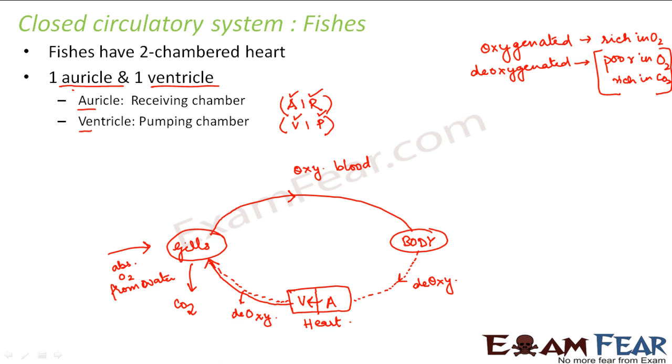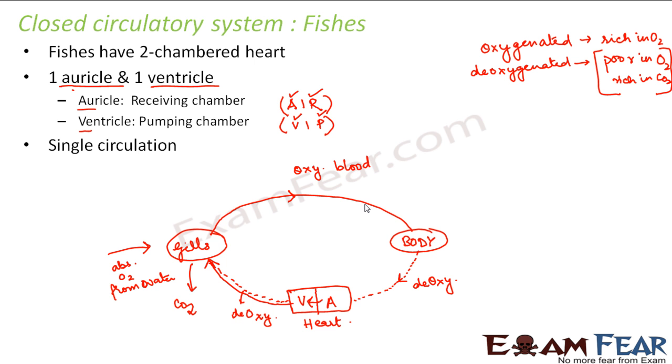The fishes have only a 2-chambered heart, because in this case we see that as soon as the blood comes out from the gills, it is immediately circulated to the body. So it doesn't go anywhere else for any other process. So that is why we do not really need much additional chambers. That is why fishes have only a 2-chambered heart. So it is clear how the circulation takes place in the case of fishes.